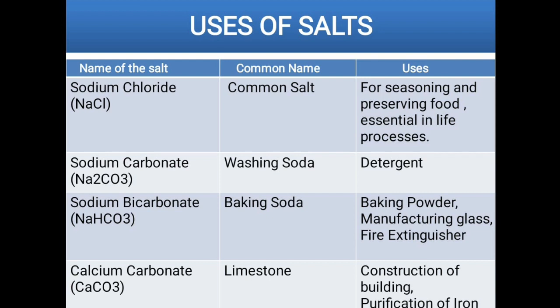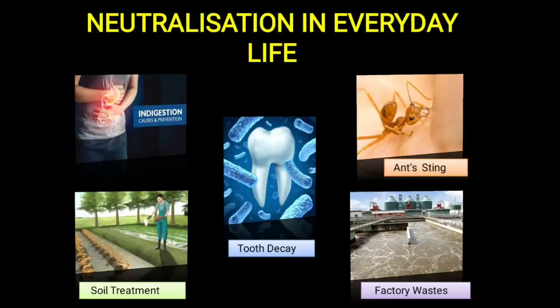Sodium bicarbonate. Its common name is baking soda. It is used in baking powder, manufacturing glass, and fire extinguishers. Calcium carbonate. Its common name is limestone, and it's used in construction of buildings and purification of iron. In a neutralization reaction, the acid loses its acidity and the base its alkalinity. As a result, a neutral solution is obtained.